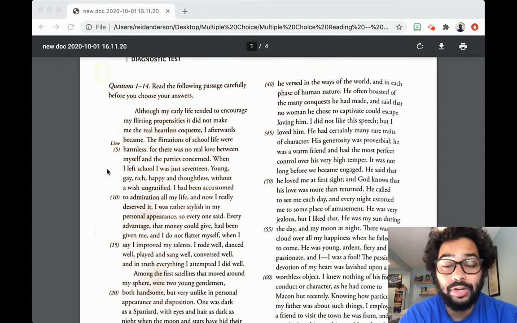And so she's very full of herself. He's obviously very full of himself as well, if he's boasting of these conquests or the women he's made fall in love with him.